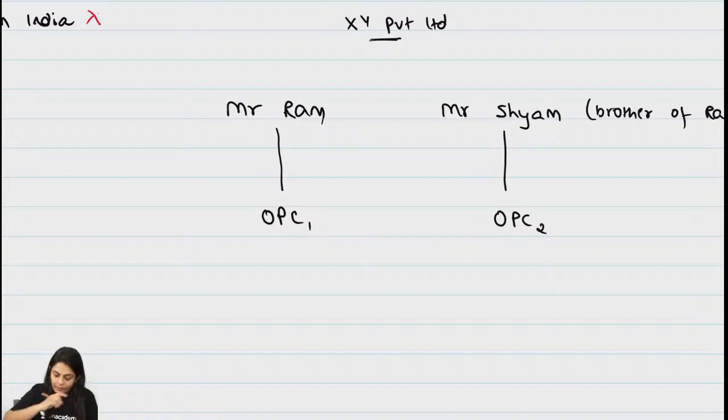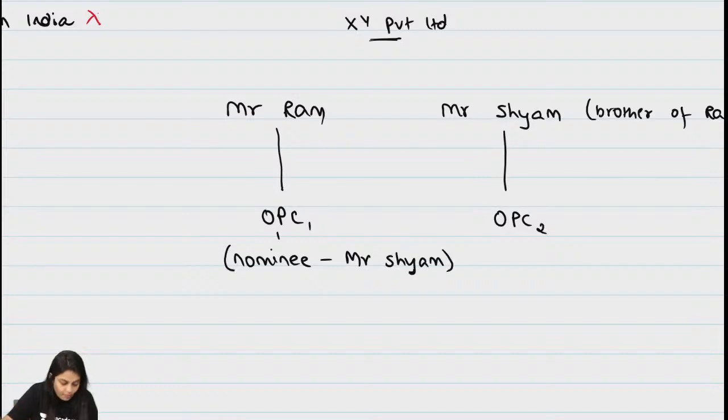Now, Mr. Ram, for his OPC, made Mr. Shyam his nominee. Is it possible? For OPC 1, Mr. Ram made Mr. Shyam his nominee. Is it possible at all? Yes or no? Yes, it is possible.